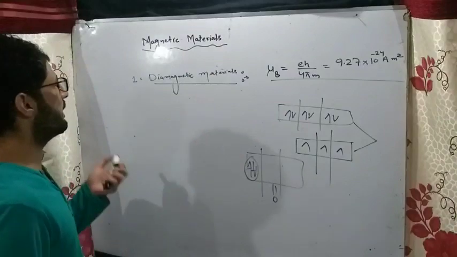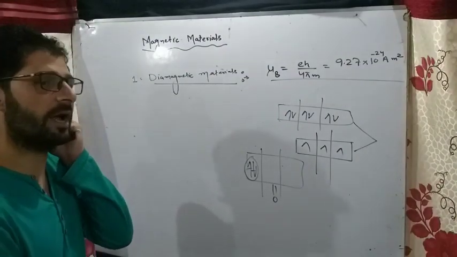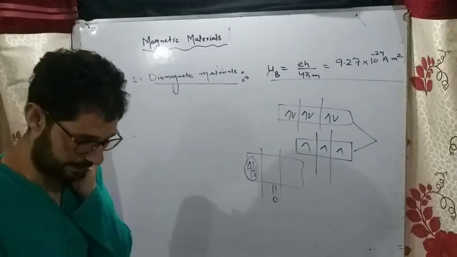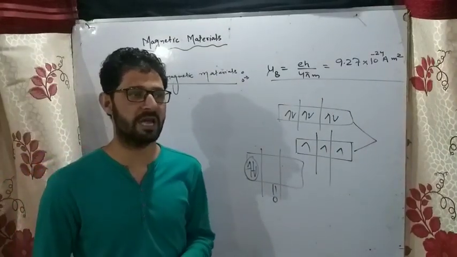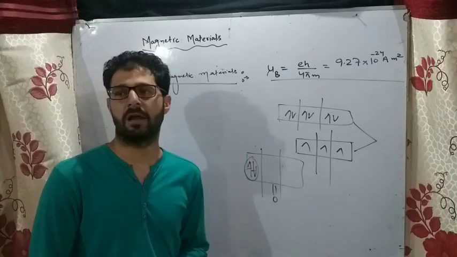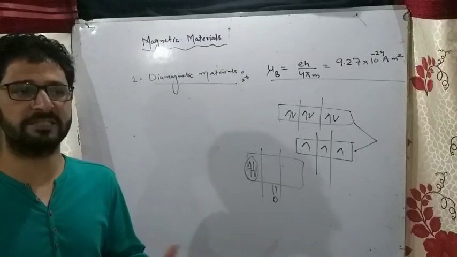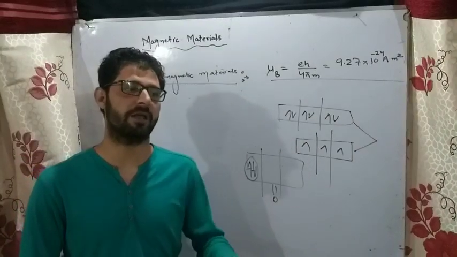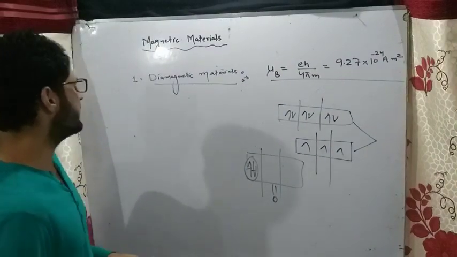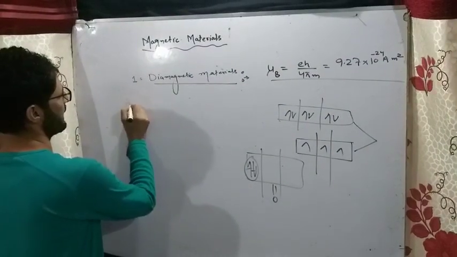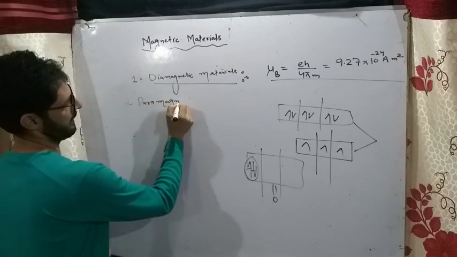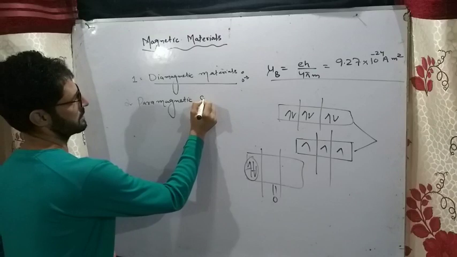So you will understand diamagnetic substances. I have also given examples, like wood, plastic, rubber, glass and paper. These are diamagnetic because they are not attracted by the magnet, or they are weakly repelled, or they are magnetized in the direction opposite to the direction of the applied field. Now the second type is the paramagnetic substance.